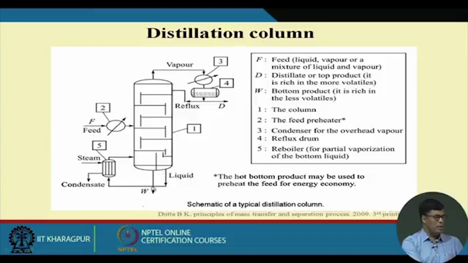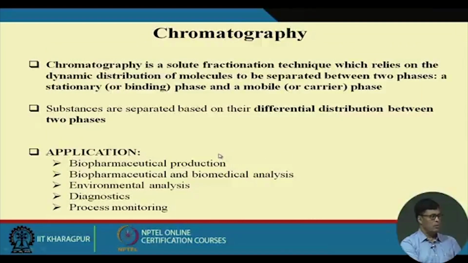So here, basically at the bottom, you get what you call raffinate. That is actually the waste material, the non-volatile material that comes out from the bottom, and the volatile material we collect from the top. This is a kind of distillation technique that we use.